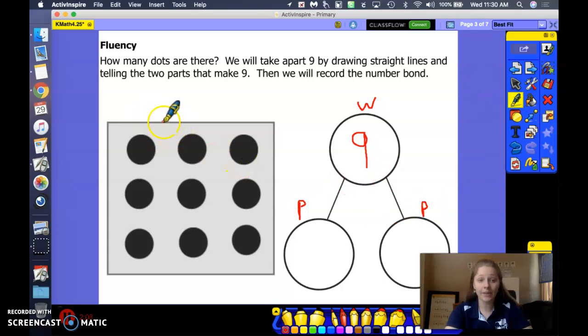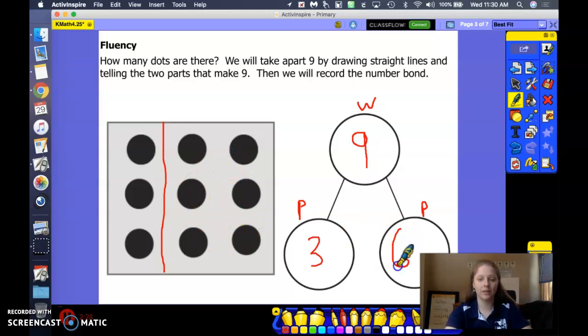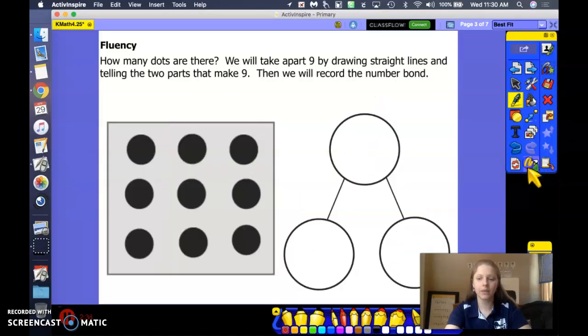All right. I'm going to draw a line and we're going to figure out how many we have on this side and how many we have on this side to make the number 9. Good. Let's count this side first. 1, 2, 3. Good. How many is on this side? How many dots do we have? Good. We have 6. 6 and 3 makes 9. Well done.